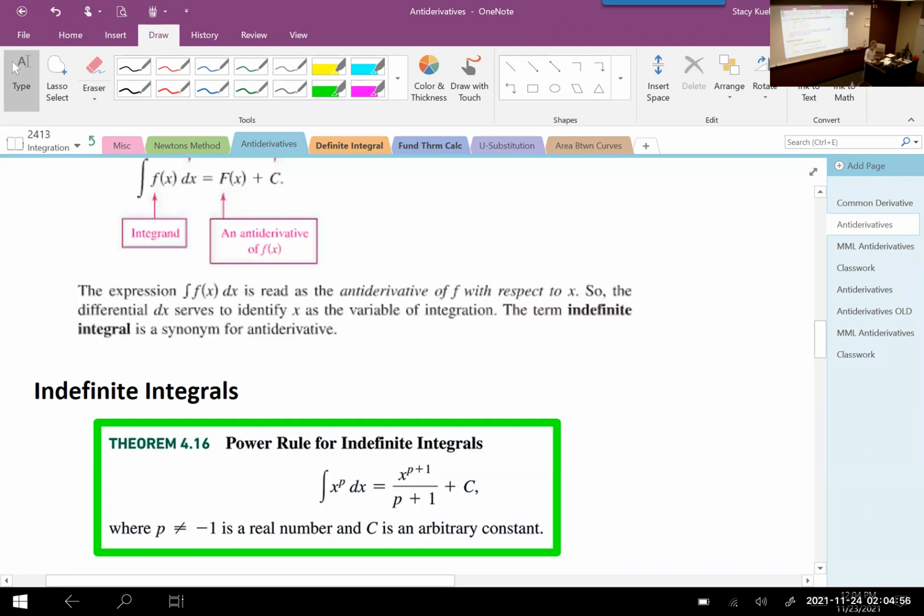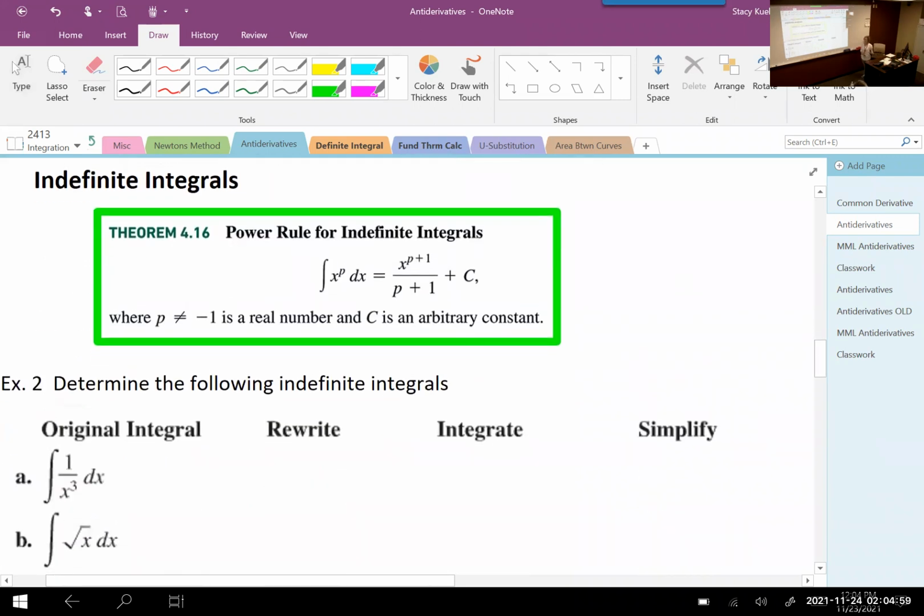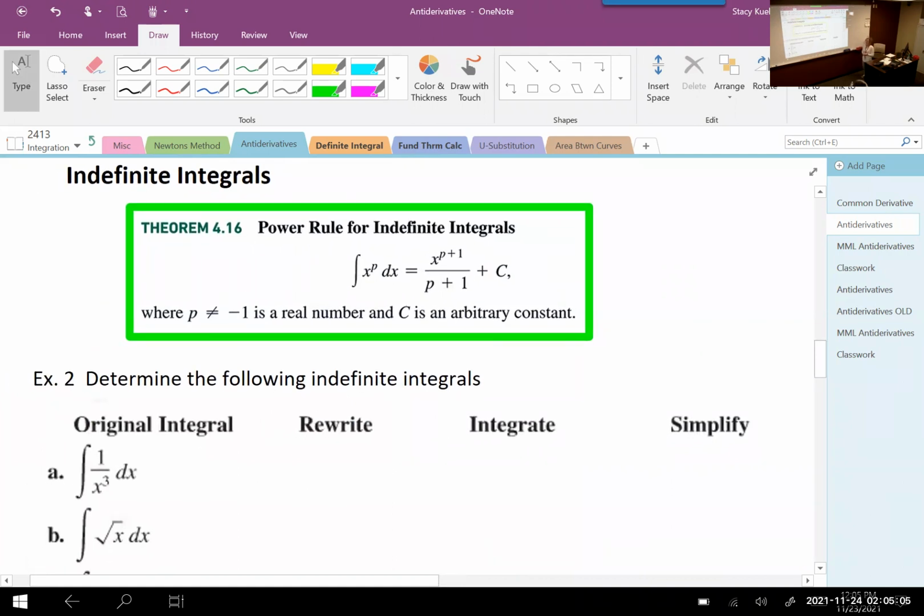So we're going to start out by applying that power rule just like we did a minute ago. We now have a formal rule. These are the rules that you need to memorize. The power rule for indefinite integrals. So this is the pattern that we find. If we take the integral of x to the p with respect to dx, then we take that base x, add 1 to the exponent and put it over p plus 1, and then add in your constant because we are doing an indefinite integral here. So let's practice a couple in that vein.